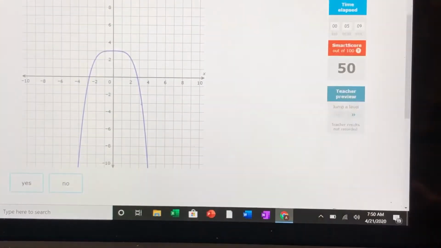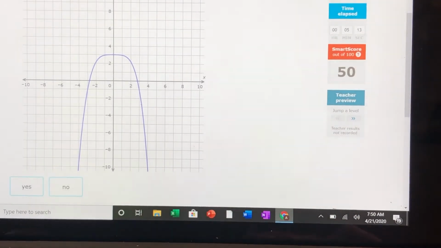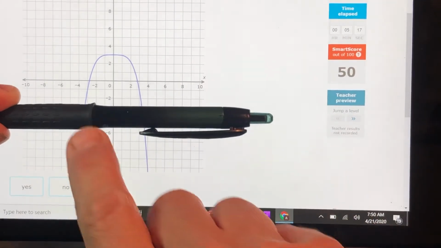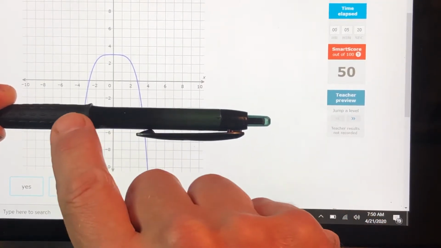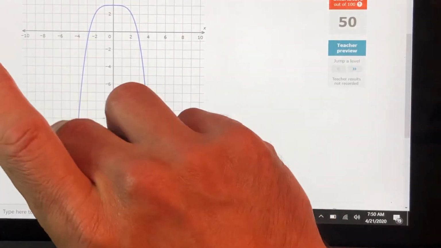Let's do one more of those before we go to the next level. Is the inverse a function? Again, horizontal line test to see if the inverse is a function. No, it is not. It definitely touches in more than one place. It touches, in this case, in two places. So this time the answer would be no.